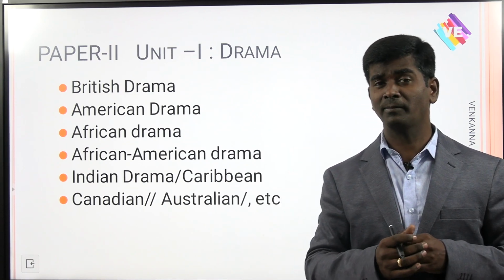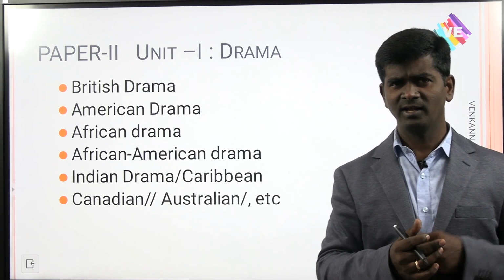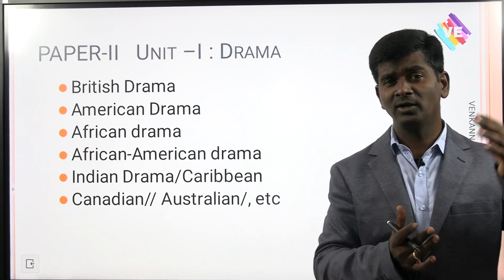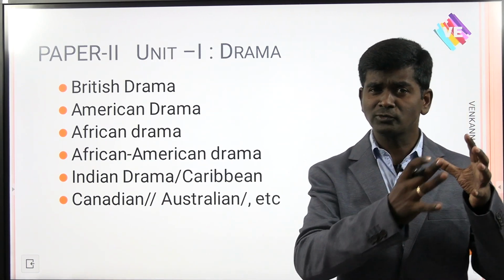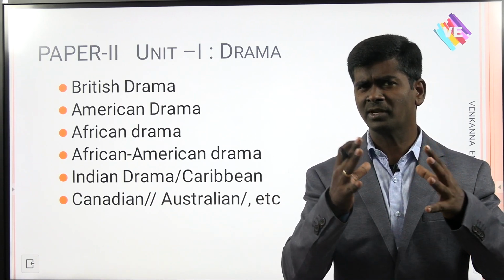Next, you need to focus on American drama. American literature actually begins from 1607, whereas English literature begins from 450 AD. So you need to focus on all dramatists from 1607 to 2021 in American drama.